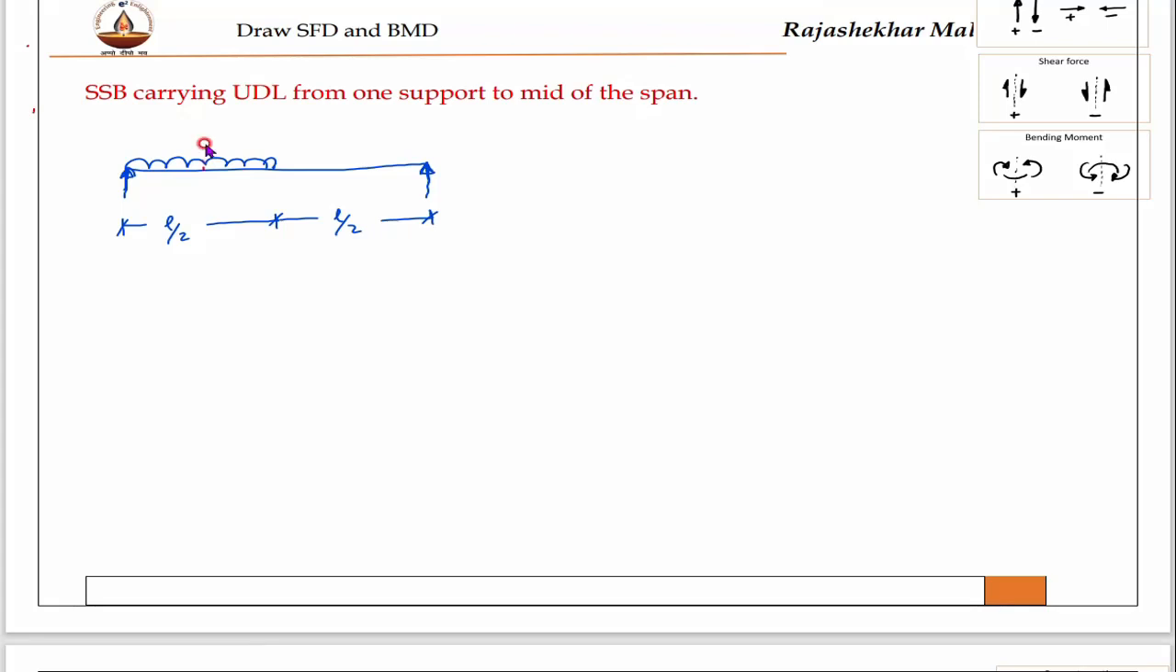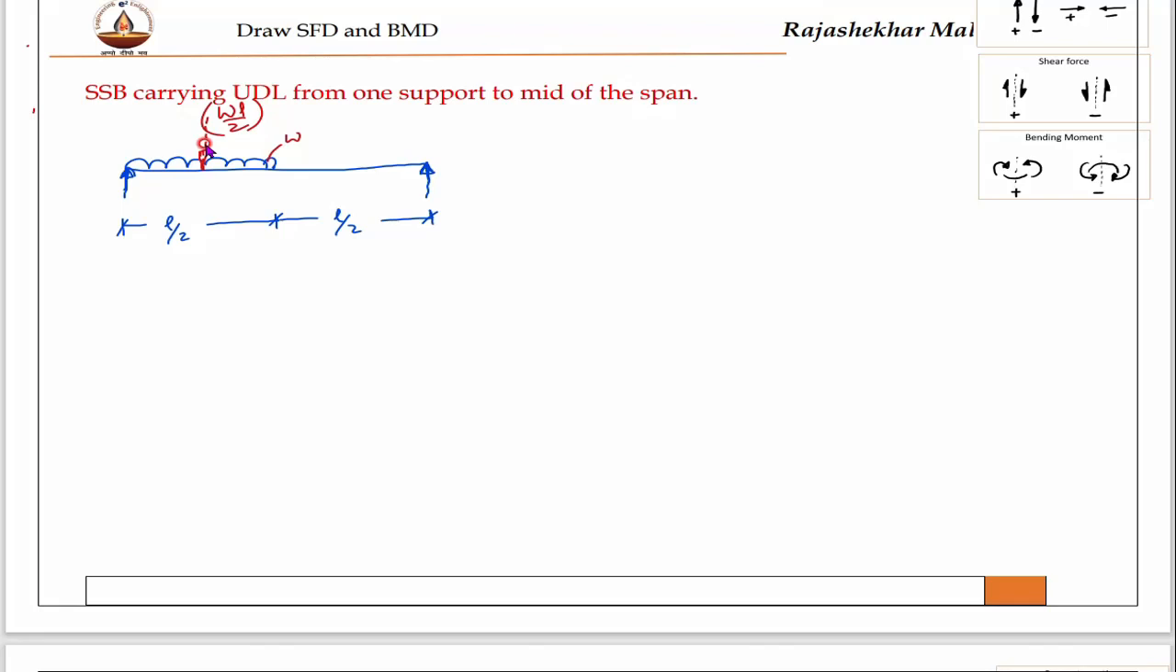Here the dotted line I will consider. This dotted line and intensity is W. W into L by 2, distance is L by 2. Therefore WL by 2 is your UDL. Right? Then support reactions. You should find out support reactions.